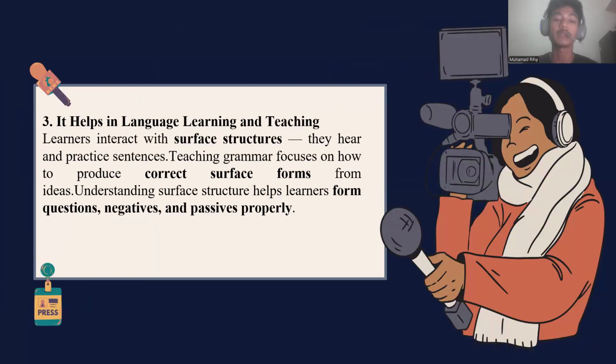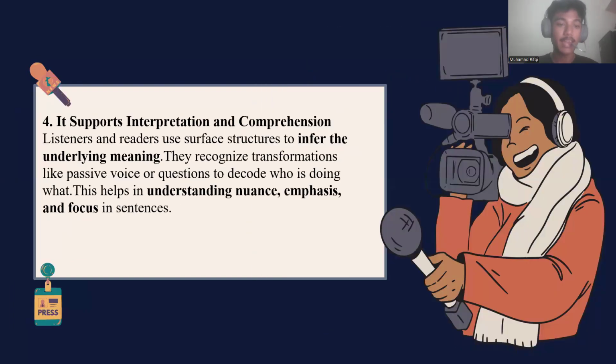Third, it helps in language learning and teaching. Learners interact with surface structures. They hear and employ sentences. Teaching grammar focuses on how to produce correct surface forms from ideas. Understanding surface structure helps learners form questions, negatives, and passives properly. And number 4, it supports interpretation and comprehension.